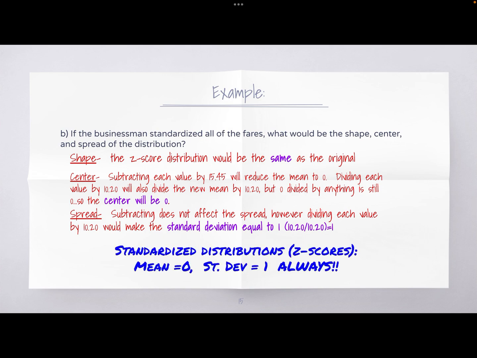Okay, so when we standardize a distribution and do z-scores, this is the important part of these notes. The mean will be 0. Standard deviation is 1 always. So that is the most important part of this. When we go to z-scores, when we standardize a distribution, the mean is no longer what it was, 15.45; it's going to change to 0. Standard deviation is going to change to 1 once you make your z-scores. So that is the most important thing of this whole lesson.